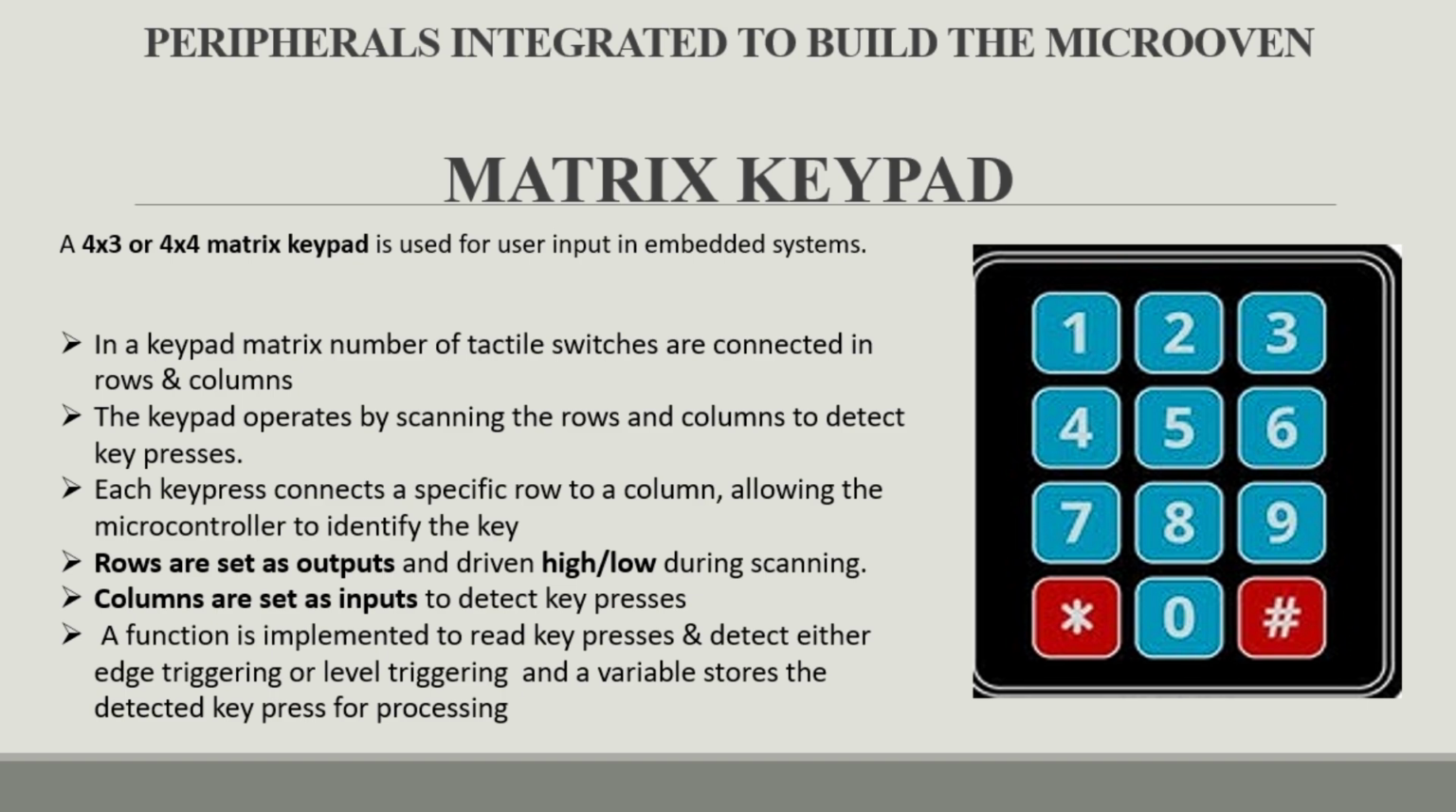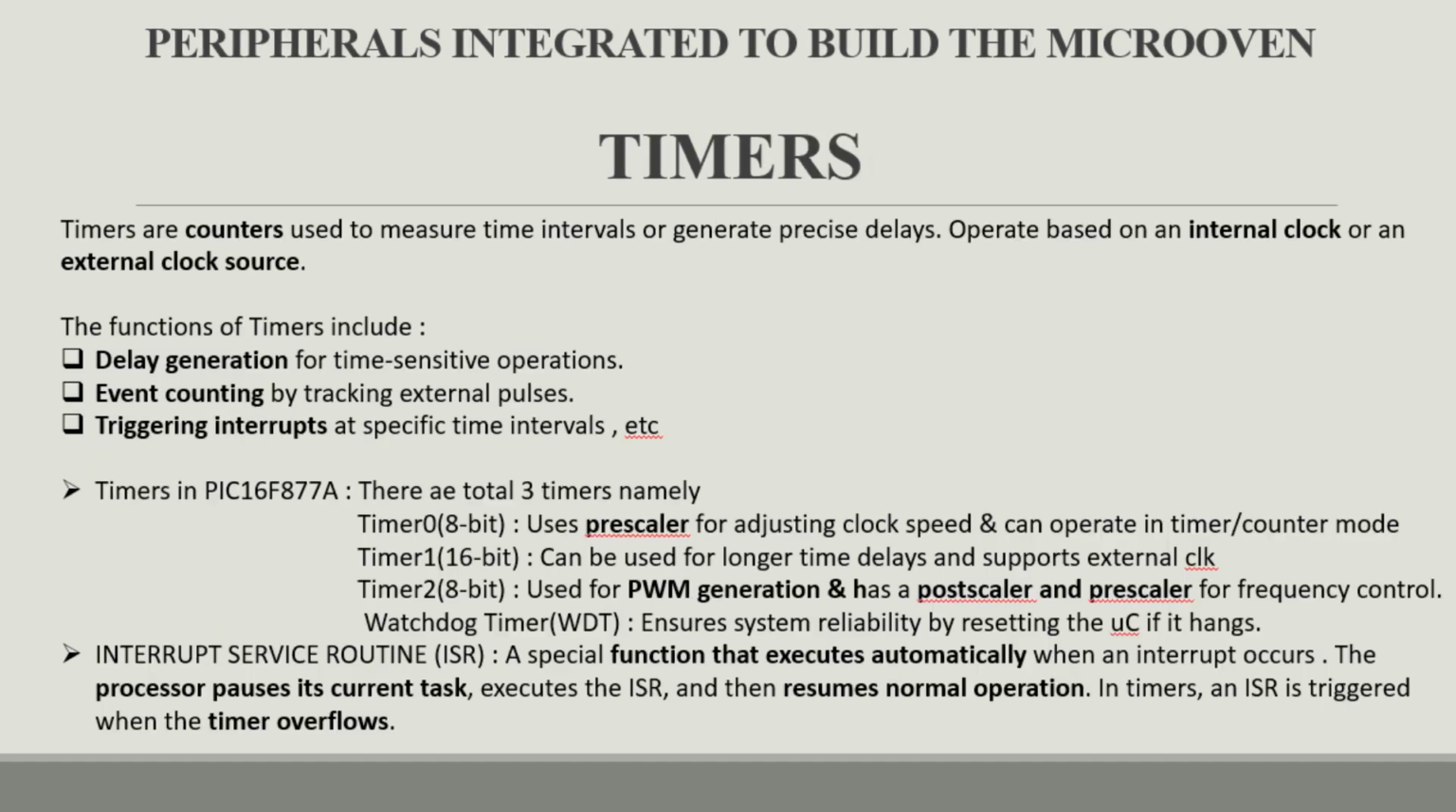A software function is implemented to read the key press, detect edge or level triggering, and store the key in a variable for processing. This method ensures accurate and reliable key detection. Matrix keypads are a simple yet effective way to provide user input in embedded applications. The row column scanning mechanism helps minimize the number of required microcontroller pins while maintaining efficient key detection. This is all about the matrix keypad that we have integrated in our project.